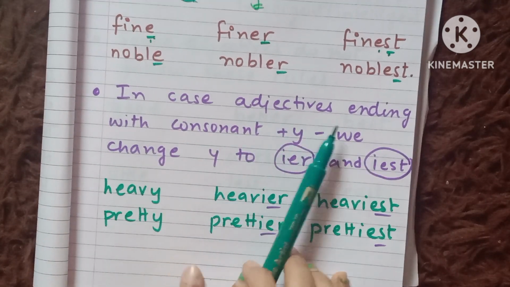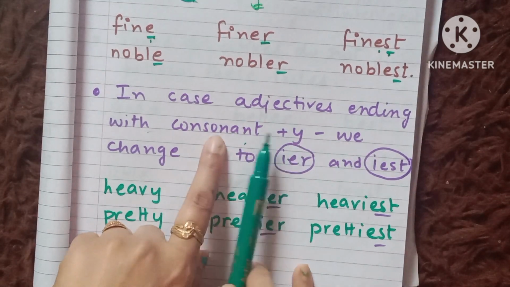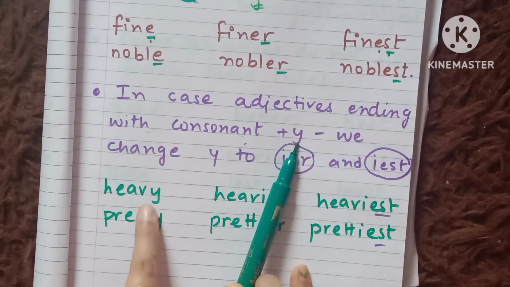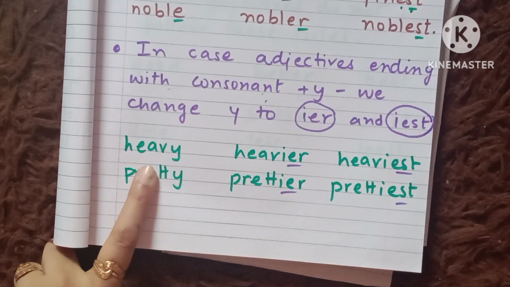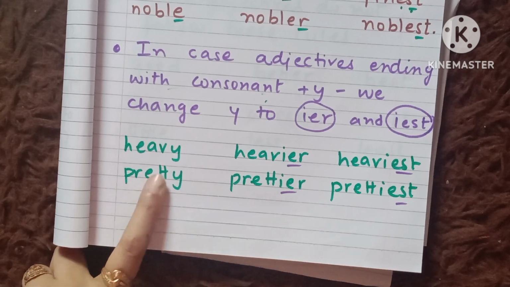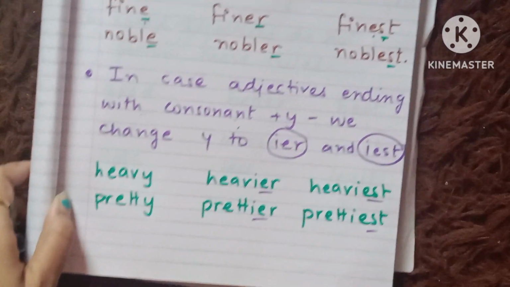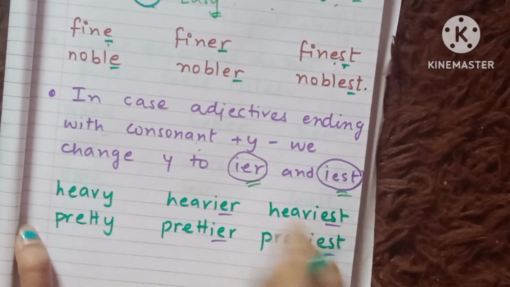In case the adjective ends with a consonant plus Y, like before the letter Y there is a consonant. Before the letter Y, there is a consonant. This is T and this is V. So in that case, we are supposed to add IER and IEST.